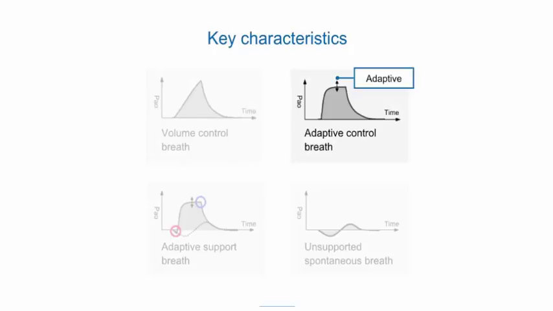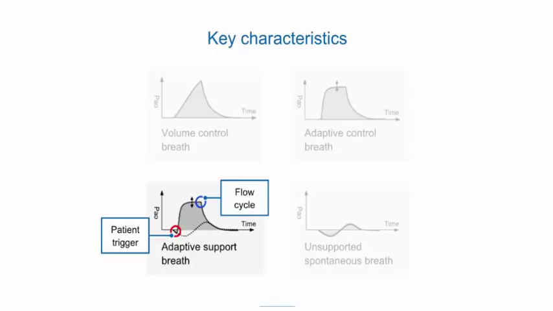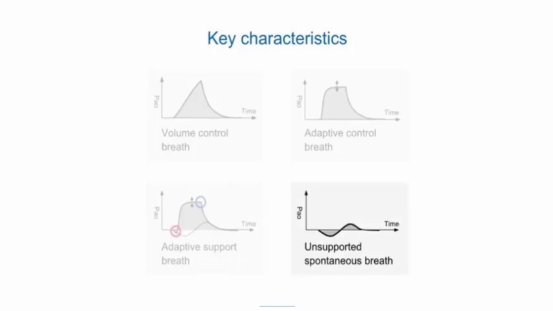An adaptive breath is identified by the double arrow at the inspiratory pressure. Patient triggering, either pressure or flow, is indicated by a red circle at the beginning of inspiration. Flow cycling is indicated by a blue circle. An unsupported spontaneous breath has a negative inspiratory pressure and then a positive expiratory pressure.